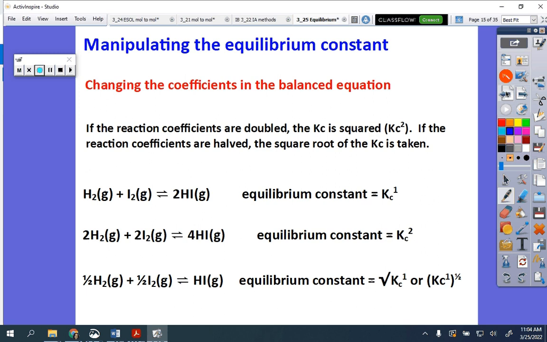So in your study guide, I would do a couple of the exercises on page 6. So writing the equilibrium expressions just to get comfortable doing that.